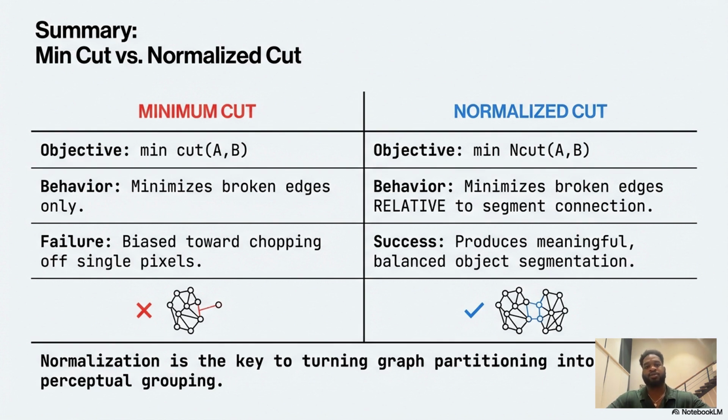And the result, it actually finds whole, meaningful objects. And that's really the core of the lesson here. To see the world intelligently, an AI can't just look for the easiest, cheapest divisions. It has to look for the ones that create balanced, significant whole things. So in the end, it's not about the cheapest cut at all. It's about the most meaningful one.